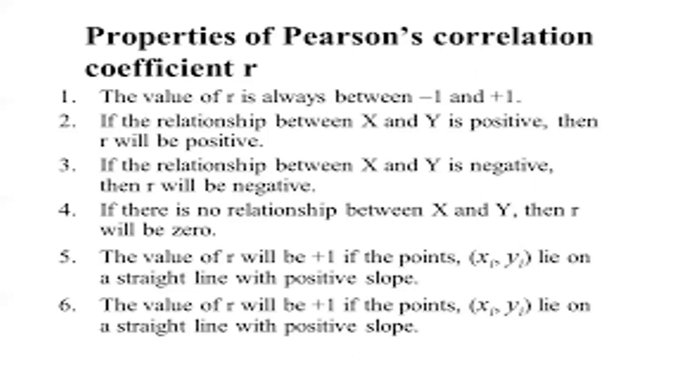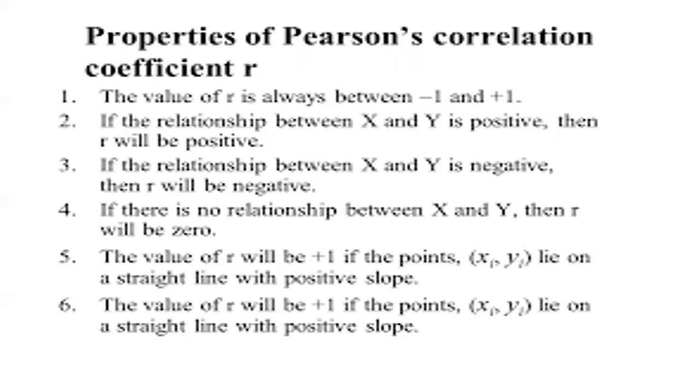Remember, there is a direct relationship. If the relationship is positive, then the value of correlation will be positive. If the relationship between X and Y is negative, the R will be negative. In very simple terms, it is expressing that if X and Y are positively correlated, the R will be positive. If they are negatively correlated, it will be negative. The fourth one is, if there is no relationship between X and Y, then it will be 0. There is no correlation, so the value will be 0.